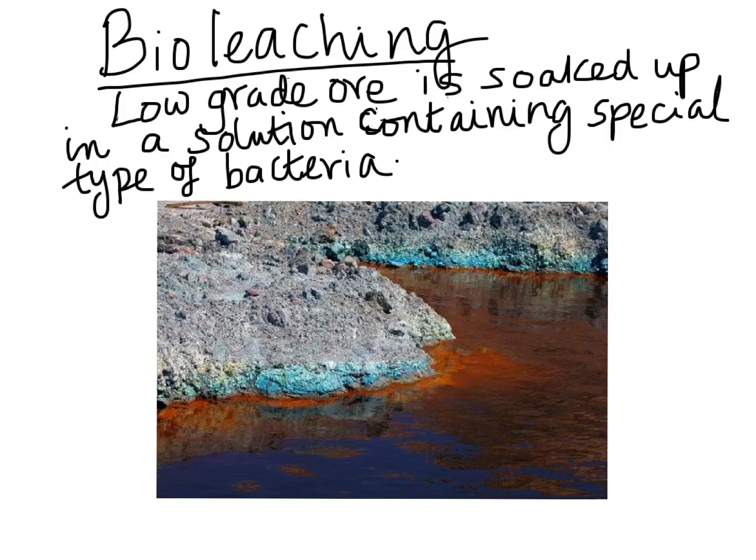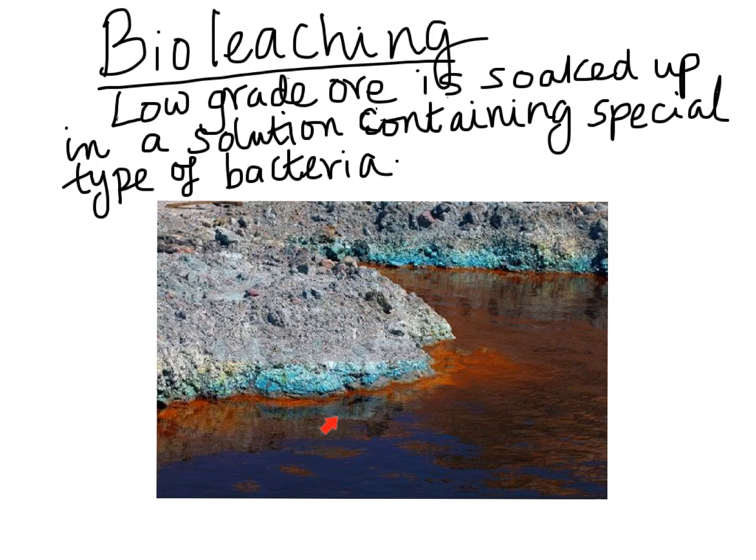That's all. In bioleaching, the low-grade ore, normally in heaps or accumulated areas, is soaked in a solution containing special bacteria. It's a special type of bacteria which can use the copper compounds in the low-grade ore for its own survival, and in the survival process it produces solutions that contain copper compounds. So it actually releases the copper compounds from the ores in solid form and makes them into solution. And this is a huge advantage.